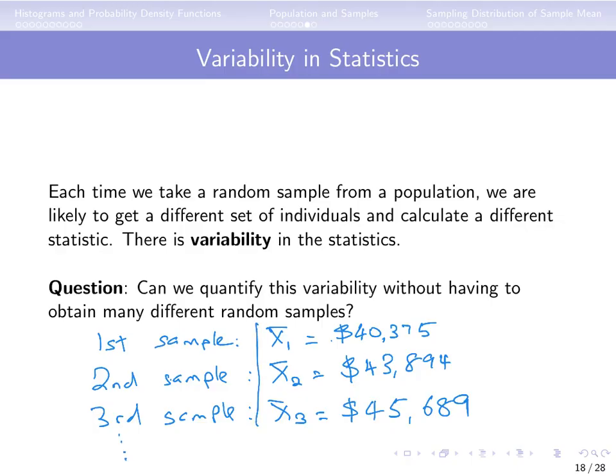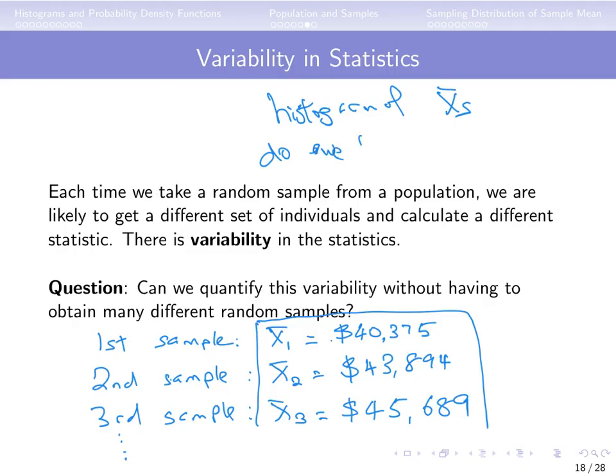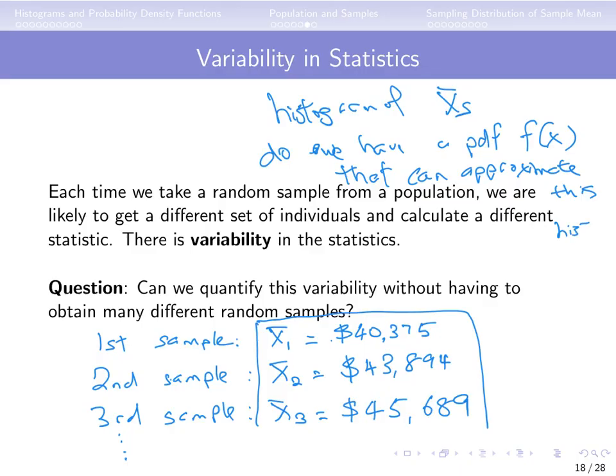Well, if you look at all these different sample means, they vary. You then create a histogram of the sample means, and then do we have a PDF, which we usually denote by f of x, that can describe or can approximate this histogram? So that's what we are trying to do over here.